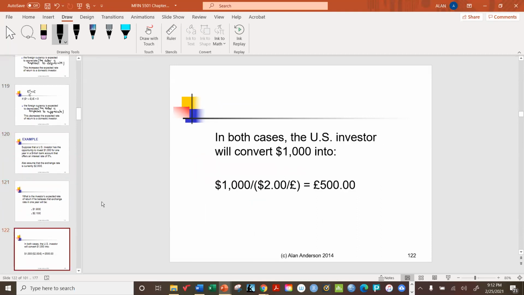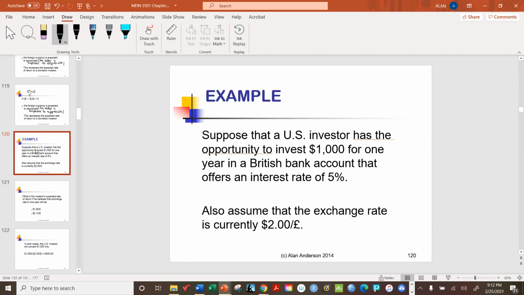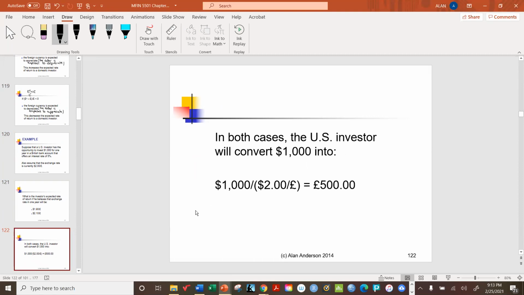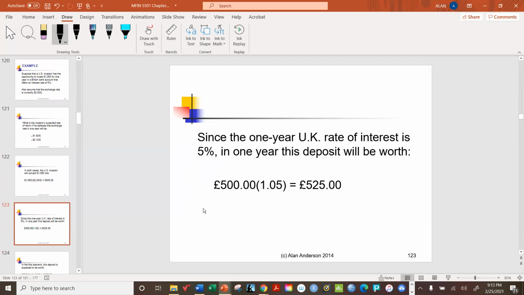So if I start by converting my dollars into pounds, I'll get 500 pounds. Okay, now once I have my 500 pounds, I'm going to invest them at the foreign rate of 5%. Now remember, I'm not using a forward contract, because that again would reduce my return to whatever I can get in the US. So I'm looking at a 5% rate of return in England, which would bring my deposit up to 525 pounds. Now, this will be true in both scenarios, by the way.